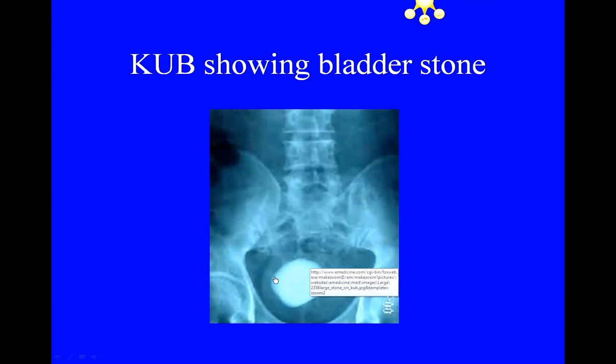A KUB could show us a bladder stone. Could you imagine having a stone that large in your bladder? And this person would actually feel that move. They might notice, if you have a big enough kidney stone or bladder stone, that when you lay on your side or on your back, you could actually feel that thing kind of roll around in you.